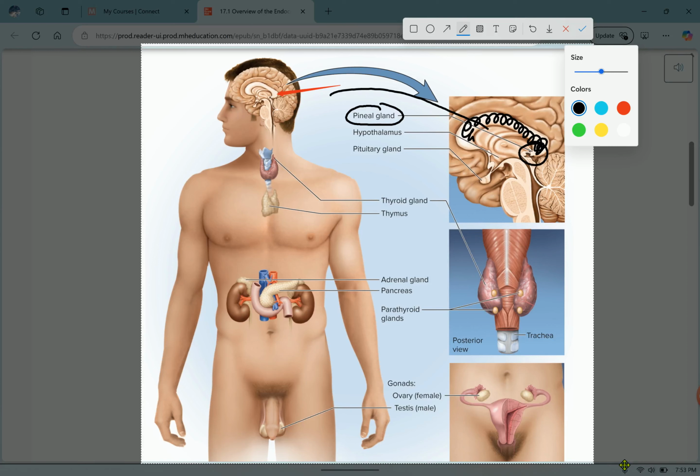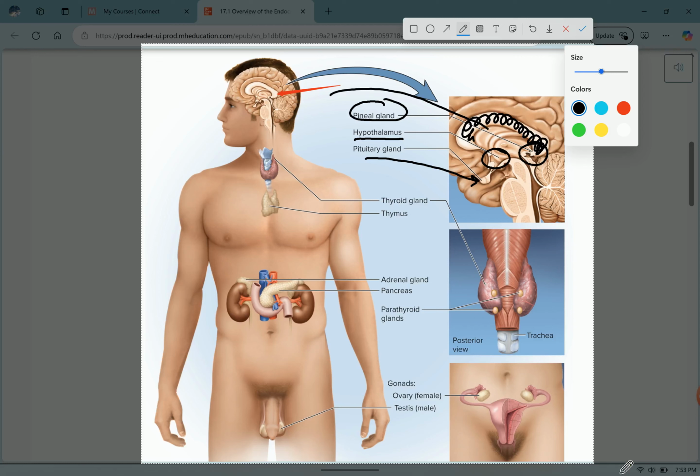And the hypothalamus, which is considered the master endocrine gland of the human body. Okay, it is all of this right here. We'll look at that in more detail later. And it is connected to the pituitary gland, which has two parts to it, the anterior and posterior pituitary. And we'll also look at that in more detail later.